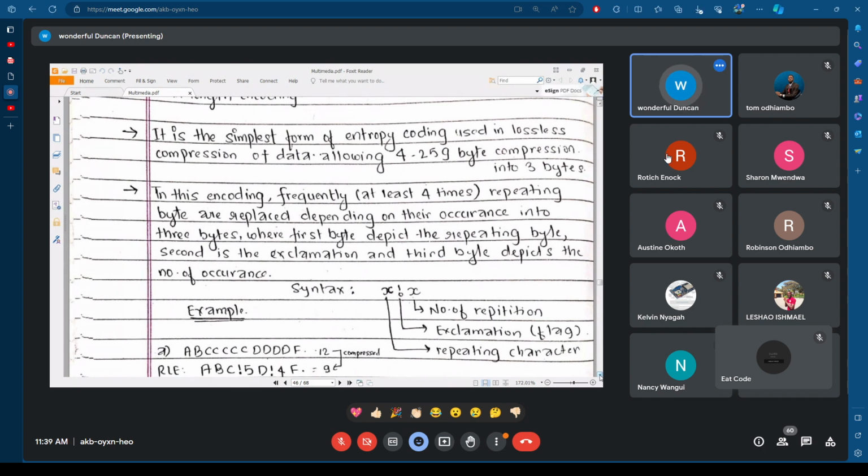Then we have the exclamation mark, the flag. We are going to see how we are going to use that. And now we have that small x, the number of repetition, because there are those characters that are going to repeat themselves, the data that you want to compress. There can be characters that are repeating themselves. So we are going to see, if we have such, how we are going to compress such data.